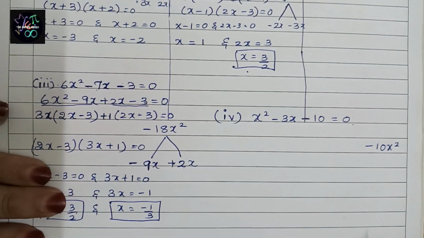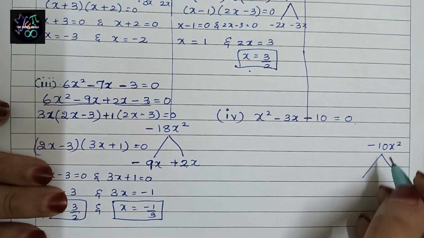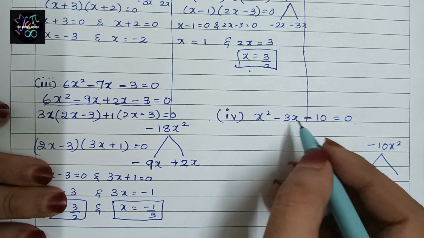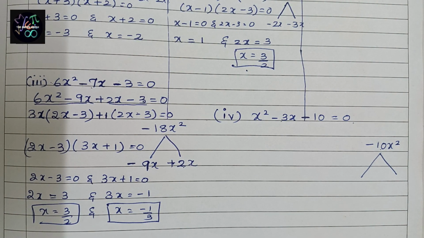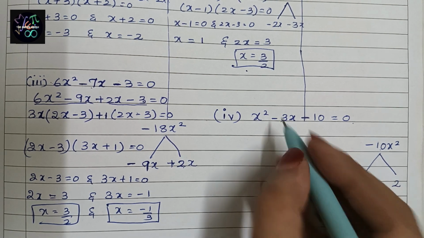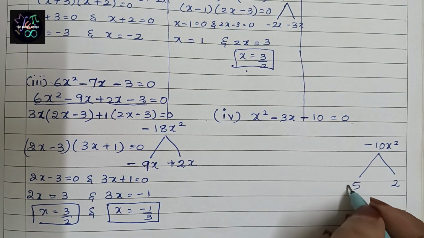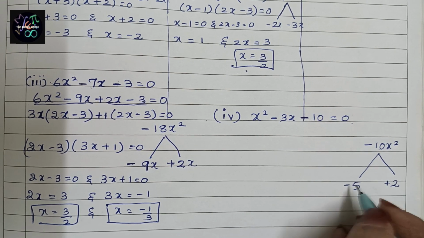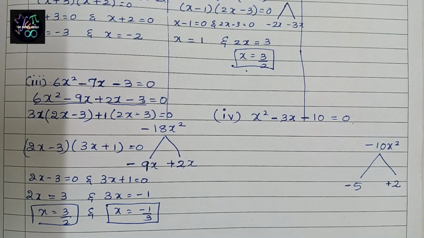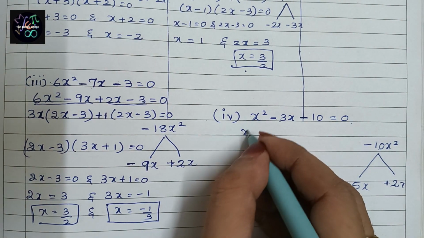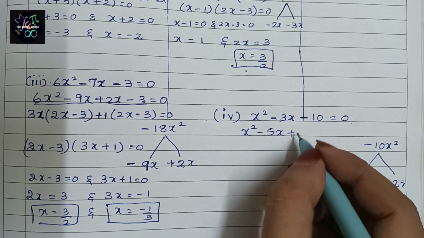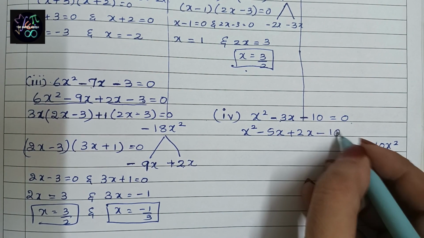Okay, now we should find two such numbers. When we multiply we should get minus 10x square, and when we add and subtract we should get minus 3x. So we can say 5 2s are 10. But we want minus sign, so bigger number minus, smaller number plus, because 5 minus 2 is 3 and the bigger number's sign is minus. Okay, so let us solve. X square as it is, minus 5x plus 2x minus 10 equal to 0.